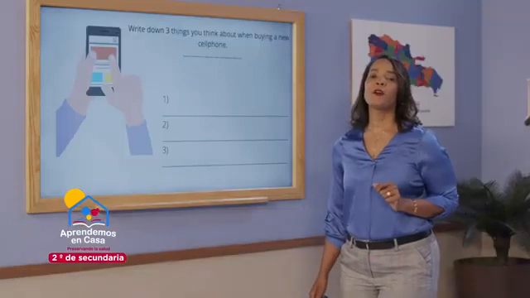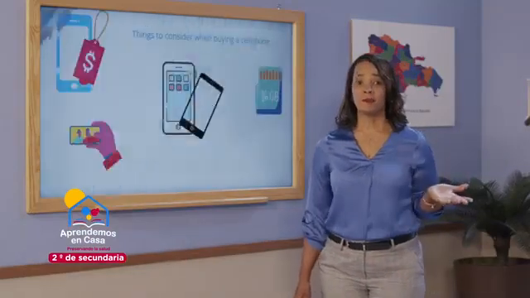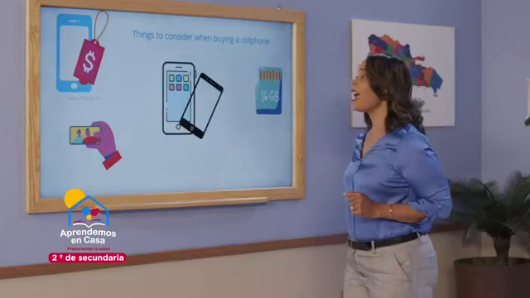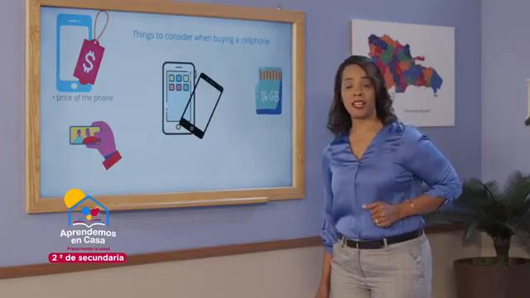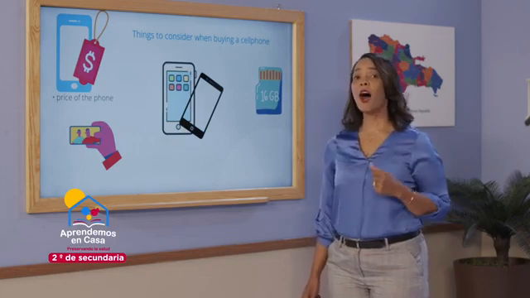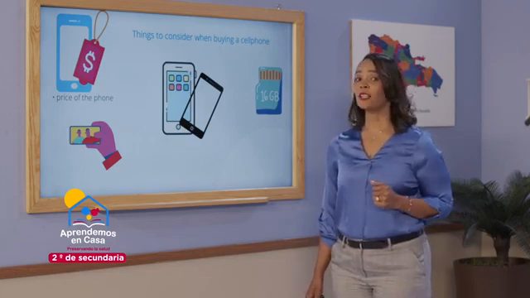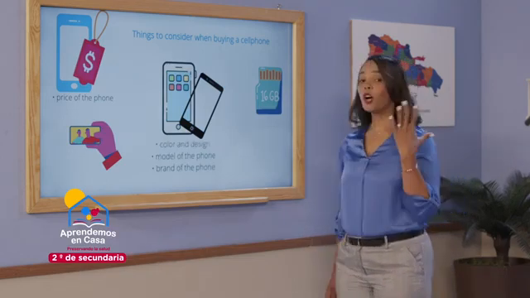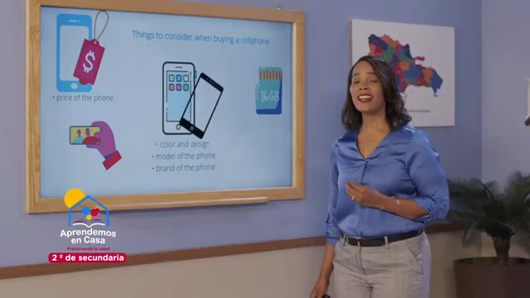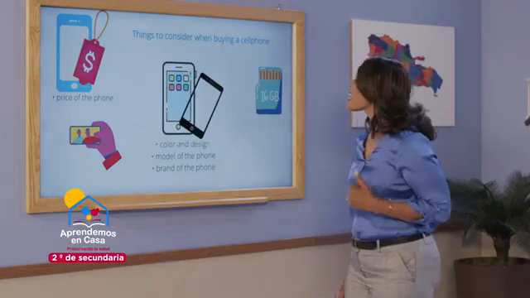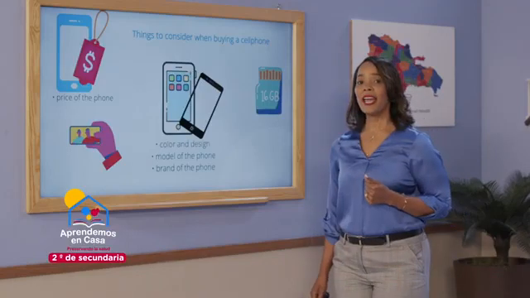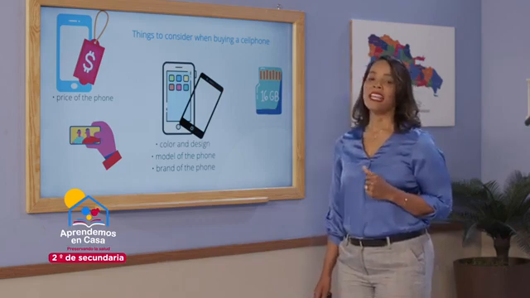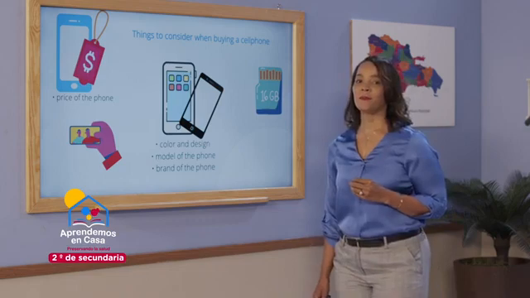Things to consider when buying a cell phone. When you're going to get a new cell phone, you can consider maybe the price of the phone, el precio del teléfono, how much it costs, cuánto cuesta. Also, you consider the color and the design, el color y el diseño, the model of the phone, el modelo del teléfono, and the brand of the phone, y la marca del teléfono.